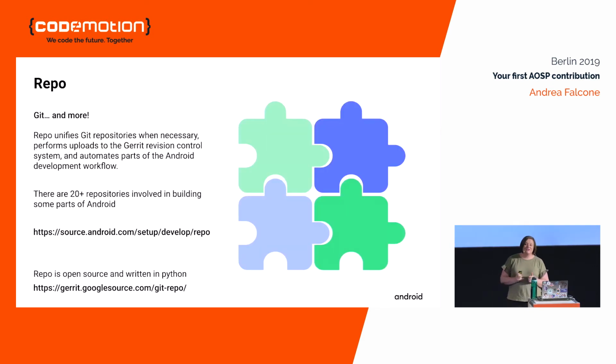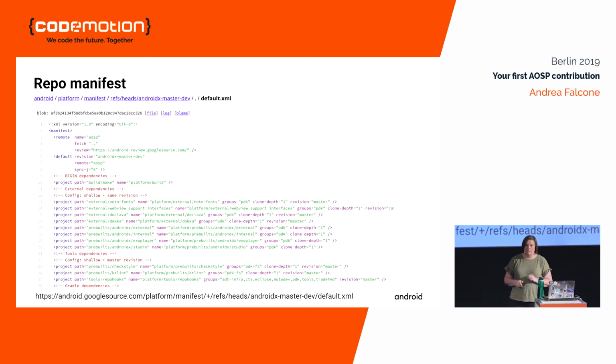So the first thing that we need to do is to get the tool that we use for getting the code. You might say, isn't that Git? Not quite. The Android open source platform uses a tool called Repo, which really wraps up a bunch of Git repos. And it uses this file called a manifest.